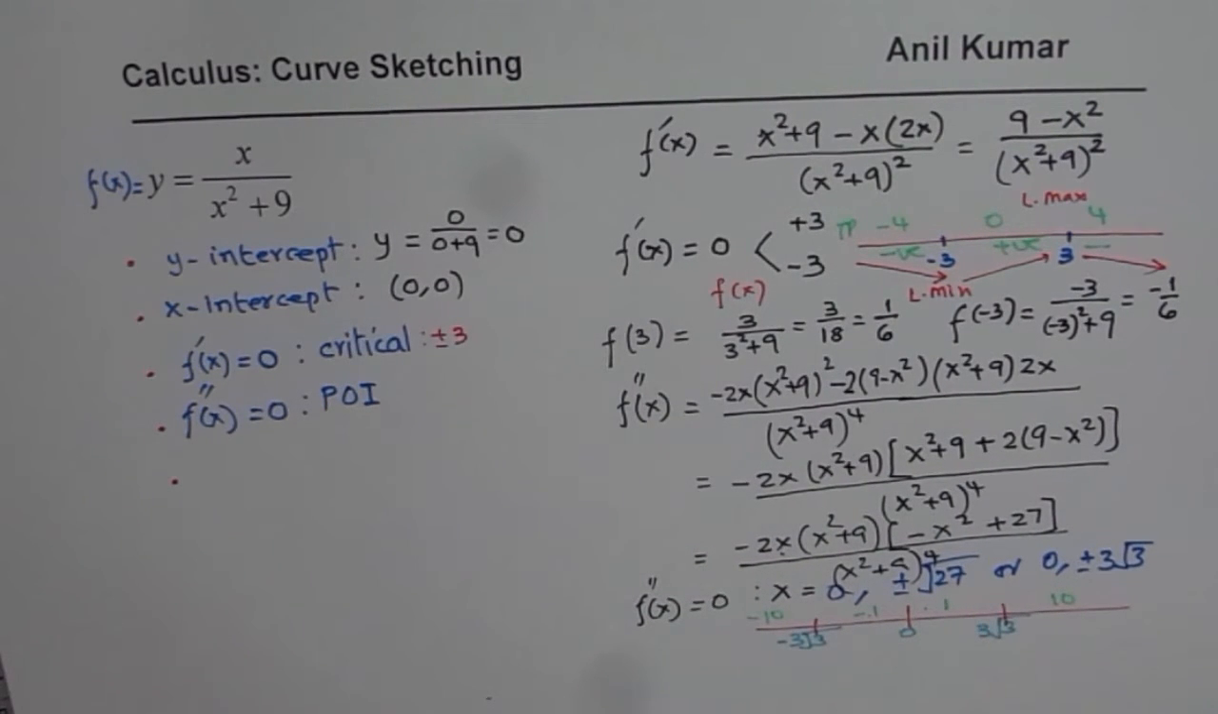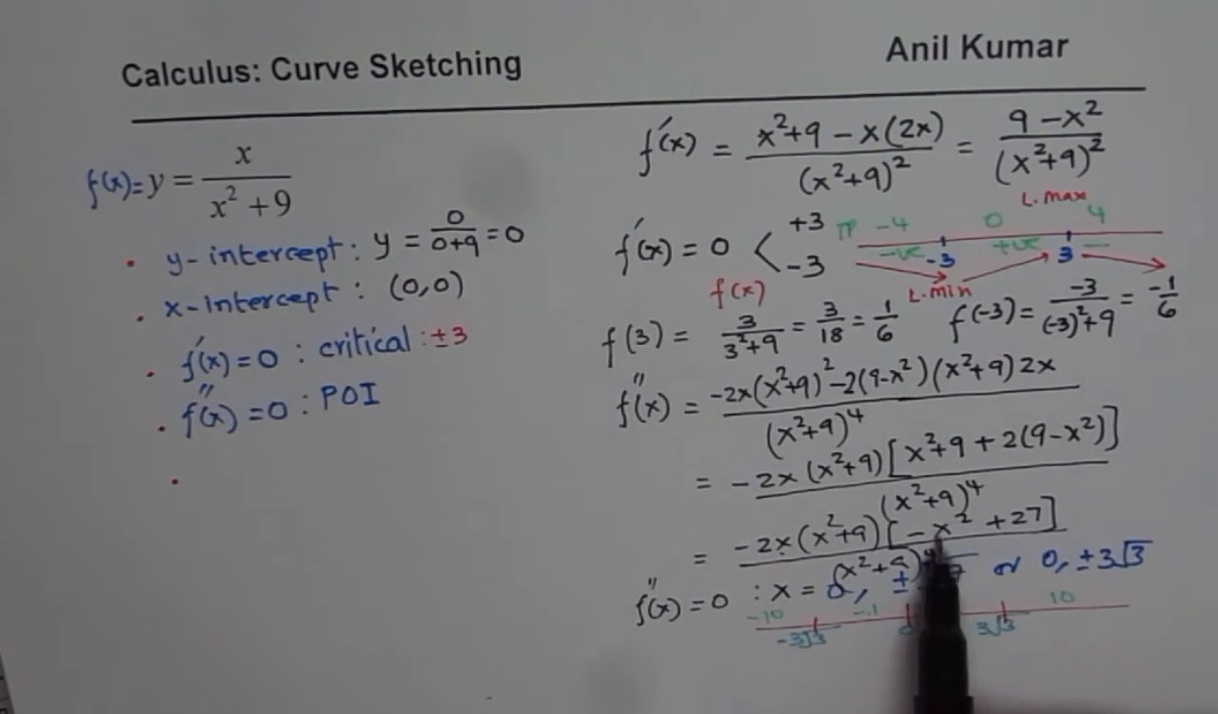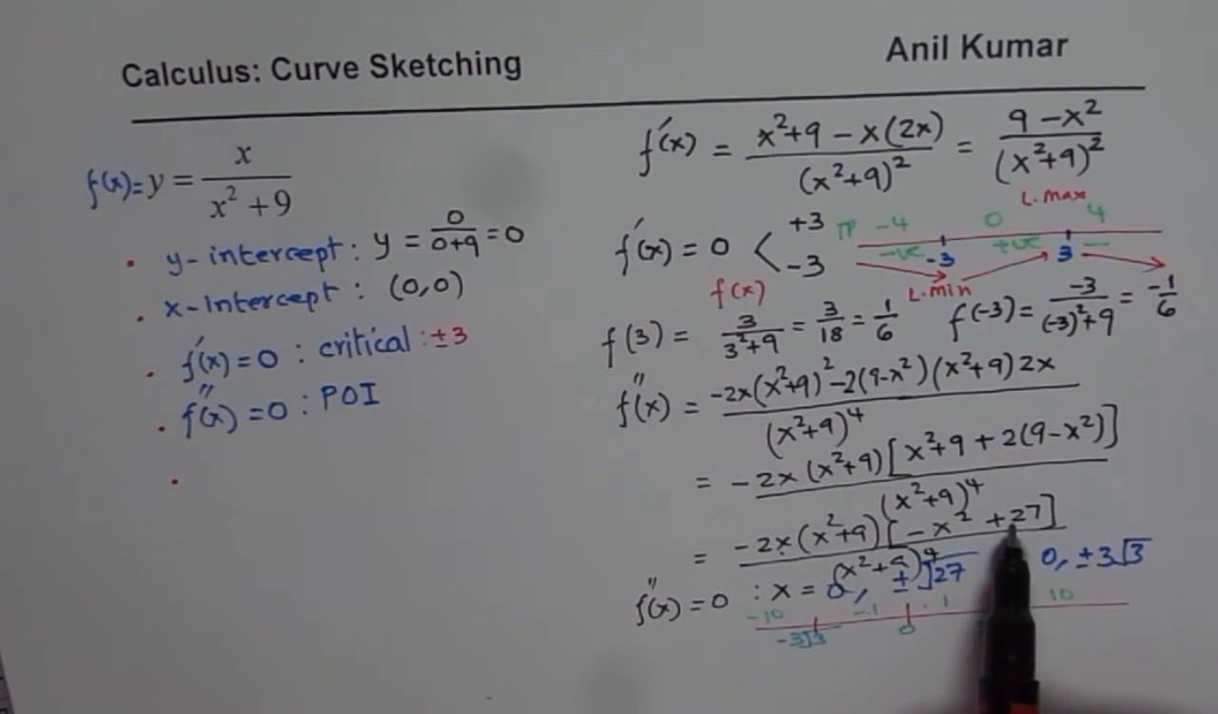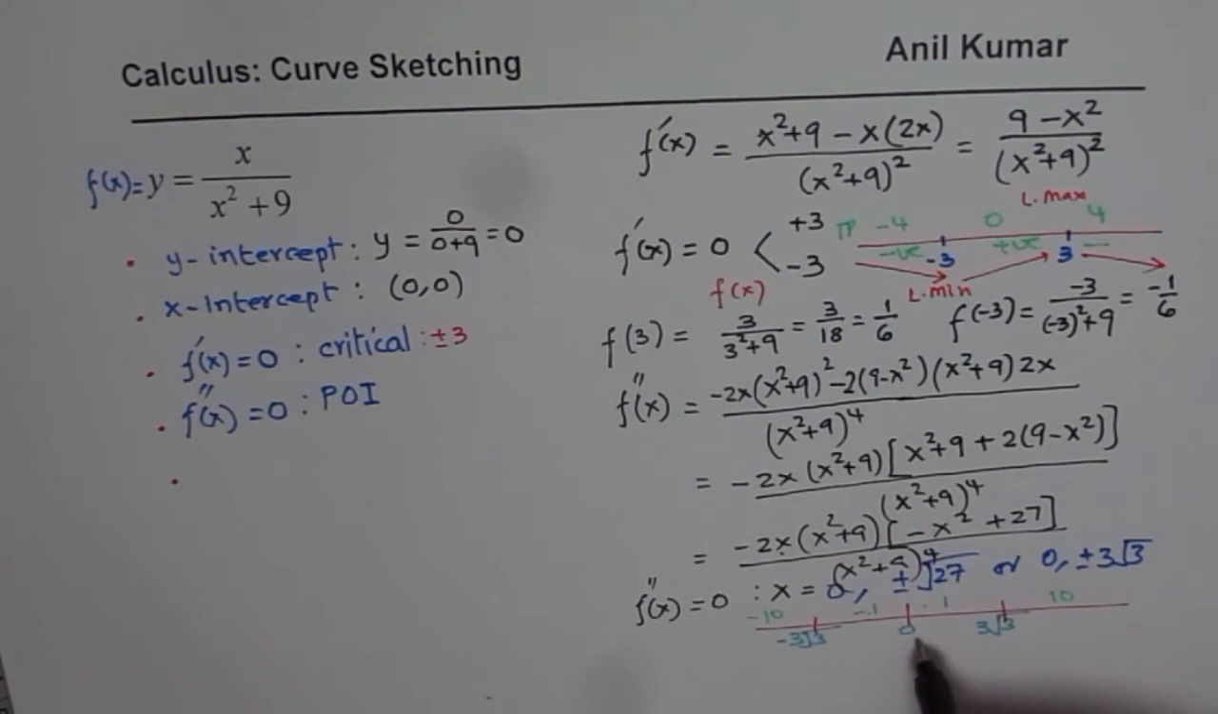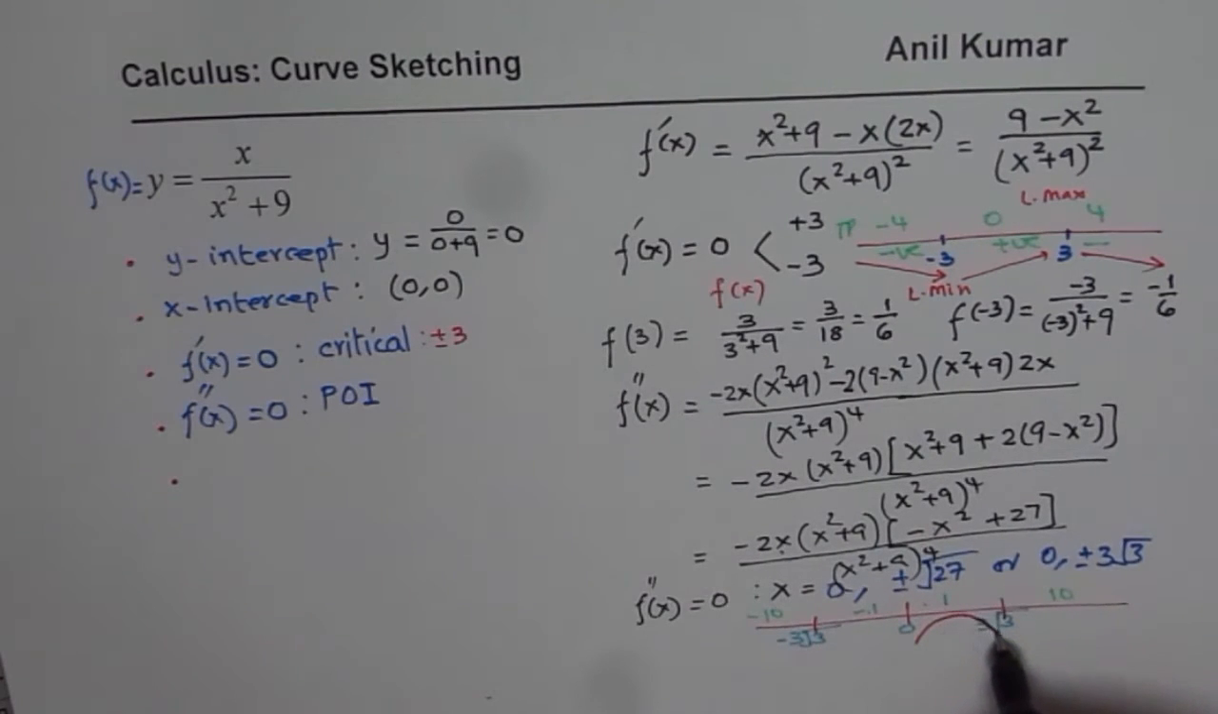Now if I substitute these values in the function itself, let us say 1, in that case what you notice is that for a positive value of 1, this is negative, and this is positive. So you get a negative value. So in this part you get a negative value. Since it is negative, it is going to be concave down, right?